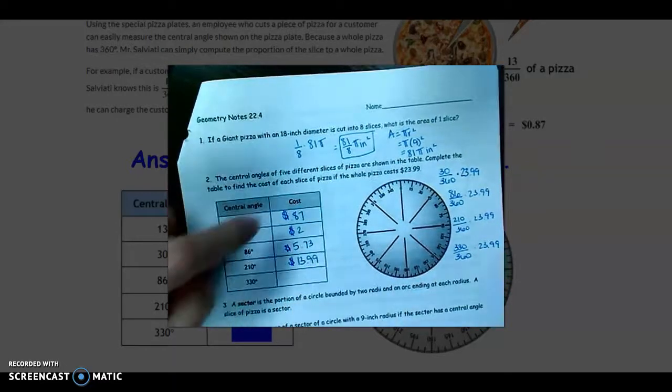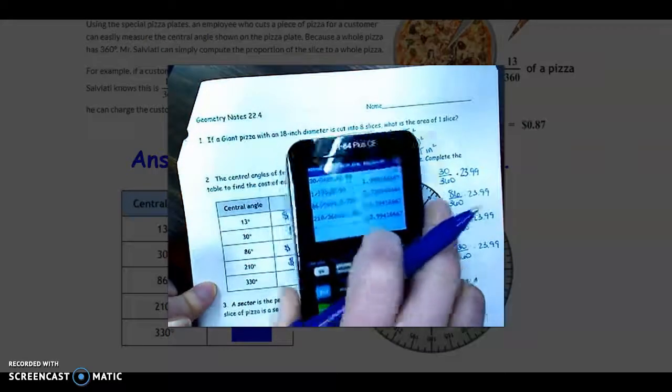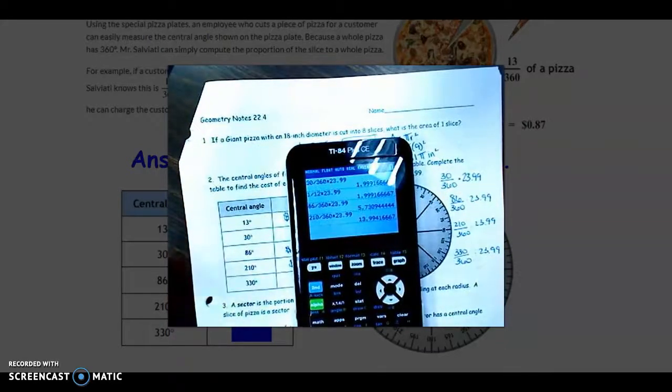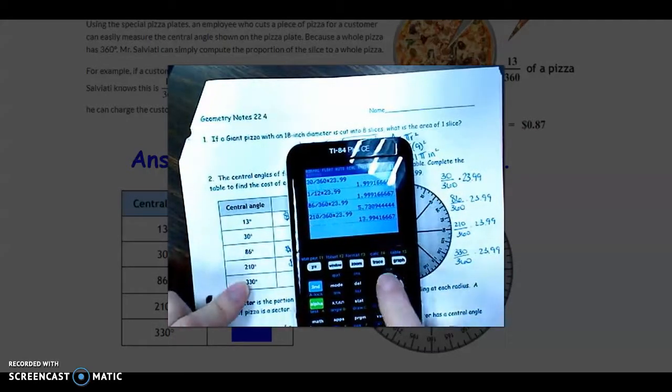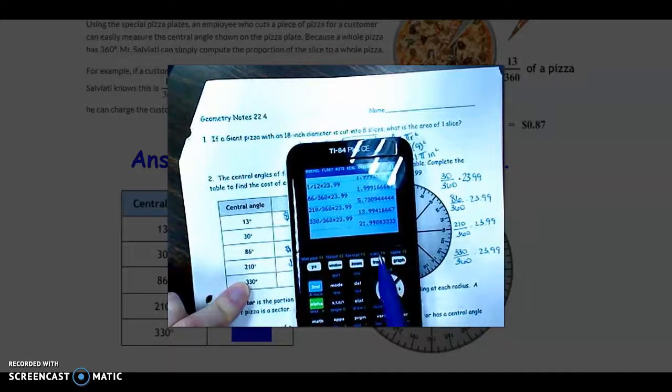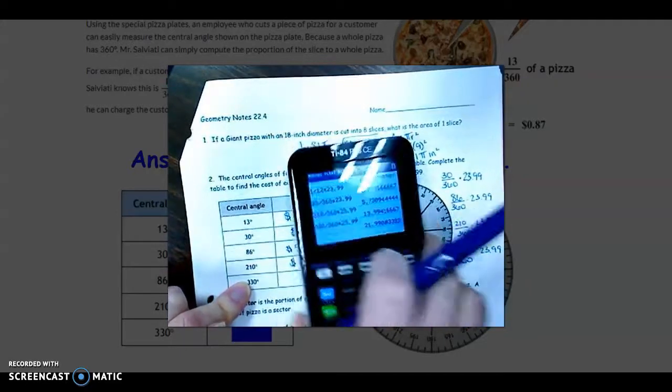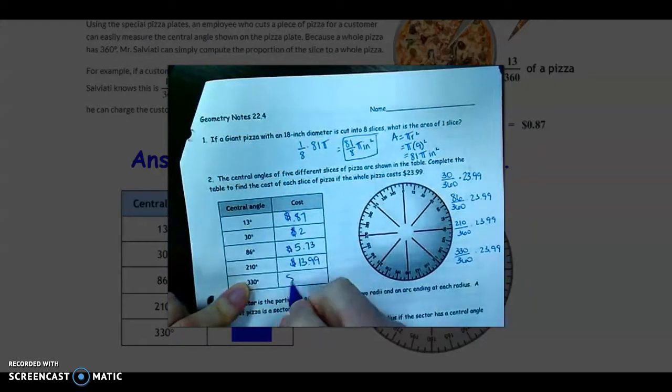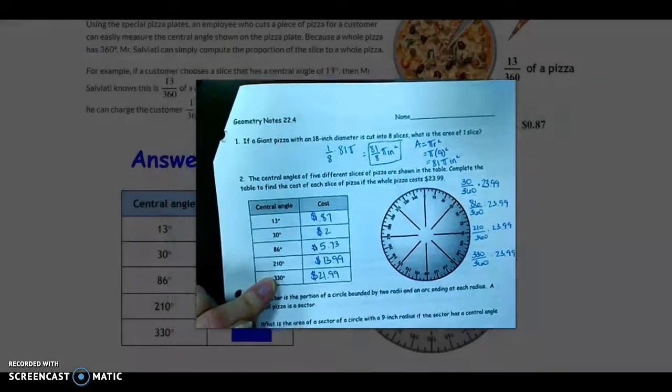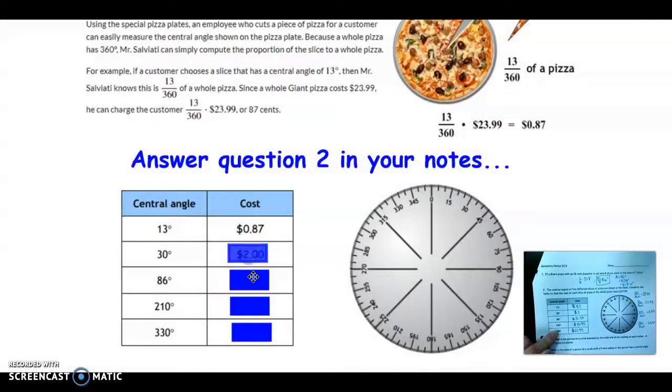And of course, all these numbers are going to have to be less than $23.99 because they're less than the whole pizza. So our last one, I can highlight that, scroll over, and change the 210 to 330, and see that that's going to cost $21.99. So we can check our answers with the key here and see that, yay, we got all of those correct.